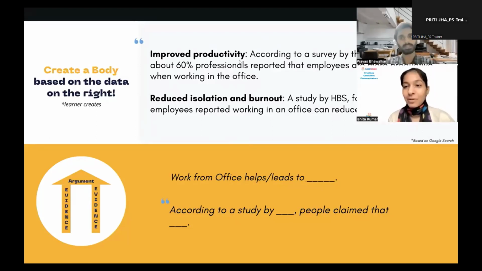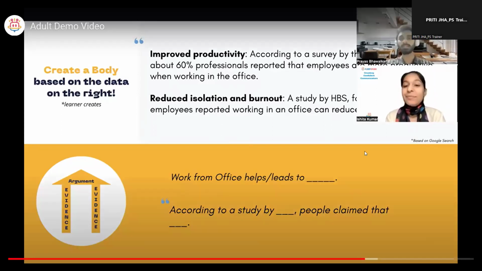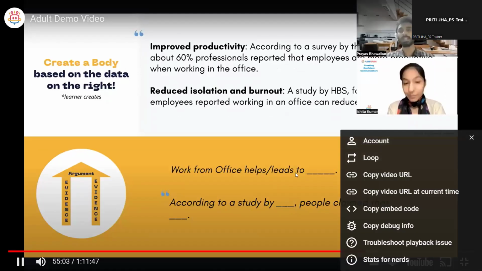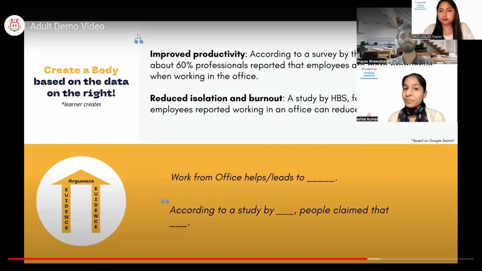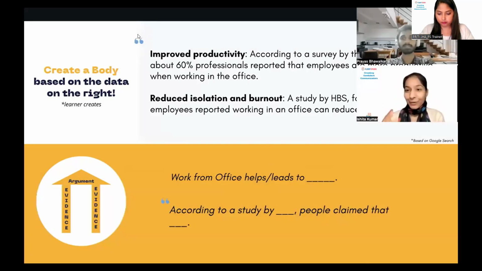So what would be your argument and evidence? My argument would be that work from office helps people to be more productive, deliver their 100%, and meet deadlines in an efficient way. And according to a survey by the Society of HRs, about 60% of professionals reported that employees are more productive when working in the office. All right, interesting. I see how you've added your own points also, about being productive and meeting deadlines at work, and then you gave your evidence as well. Very good.